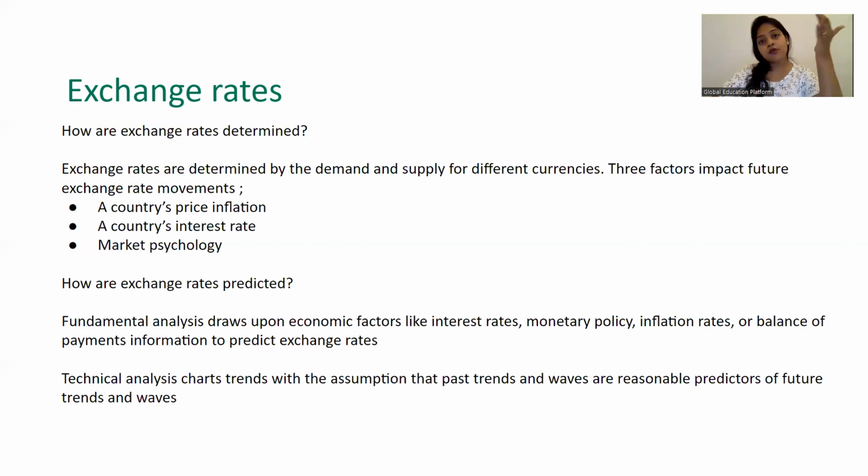When the demand is more, of course, we can charge high. It's okay. But however, if the demand is less, you need to charge less. So there are fluctuations taking place. So currency is also the same. Exchange rates are determined by the demand and supply for different currencies. Three factors impact future exchange rate movements: the country's price inflation, the country's interest rate, and market psychology.